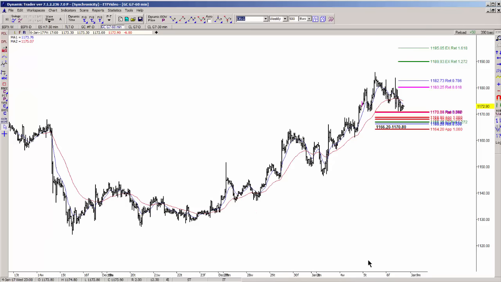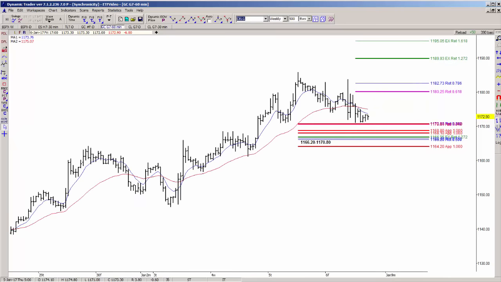I would have you look at possible support, and I would have you wait for a buy trigger that tells you that it's worth placing a bet against the support. And the general area that I'd look at on this time frame would be either this 1166.20 to 1170.80 area, which we're starting to test now, or this one other projection comes in just a little bit lower at 1164.20.